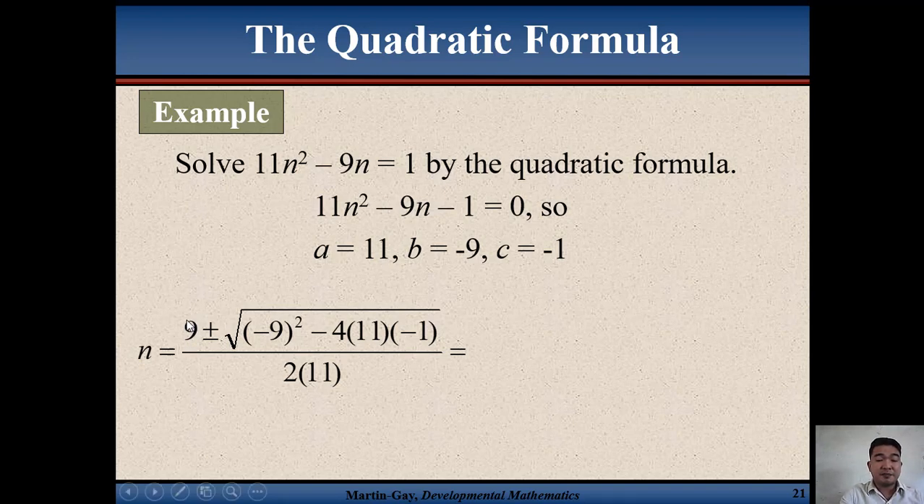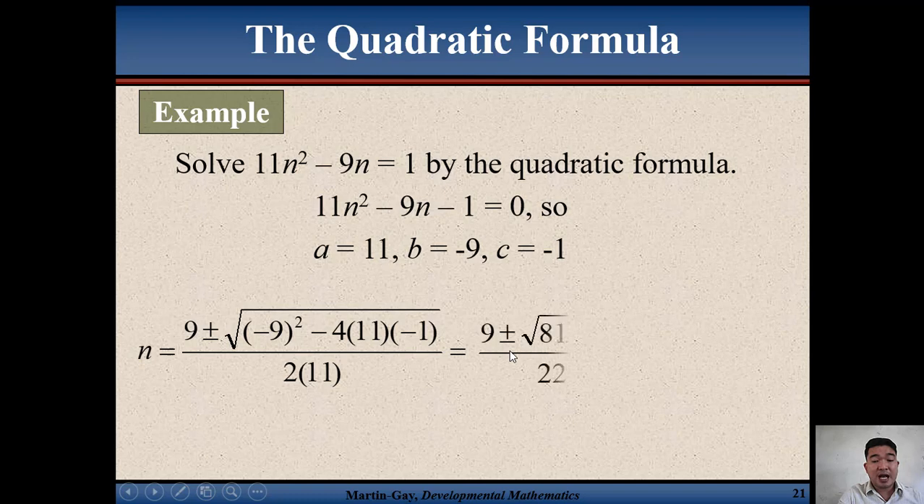So you will have here negative B. So negative of negative 9 will become positive 9, plus or minus the square root of B squared. What is our B? That is negative 9, so you have negative 9 squared minus 4 times AC, and our A is 11, our C is negative 1, all over 2A. So you have 2 times 11.